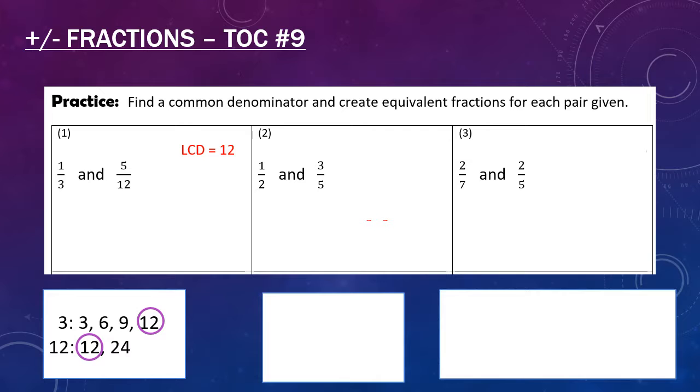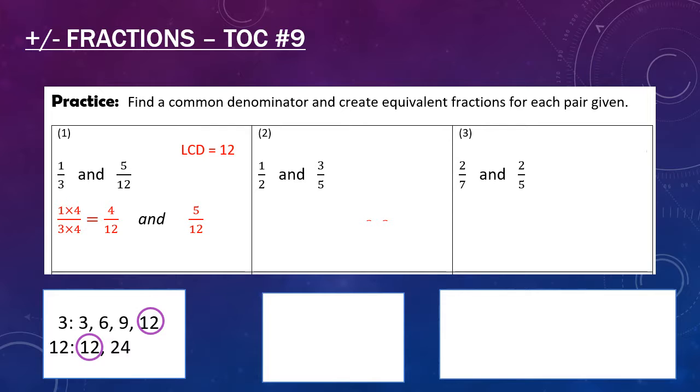So then all I have to do is change the 1/3, because 5/12 already has 12 as its denominator. So ask yourself, for 1/3, what do I multiply 3 times to get 12? And that would be 4. So multiply both your top number and your bottom number by 4, and you end up with 4/12. And then, of course, you don't have to change 5/12 because it's already got 12 as its denominator.